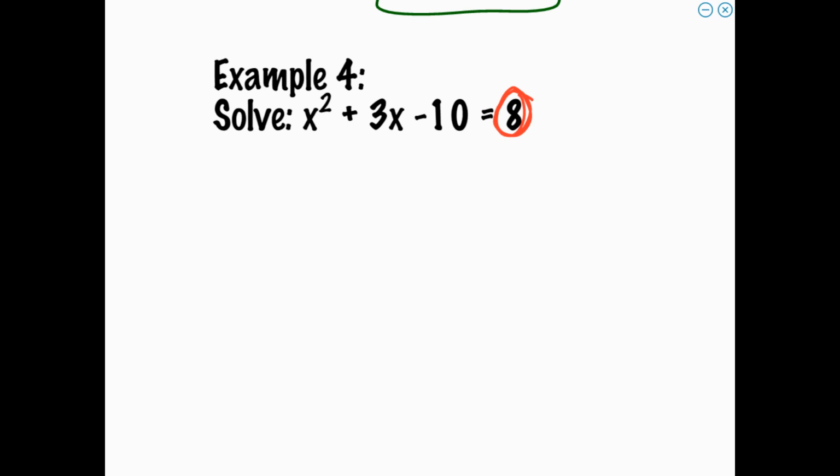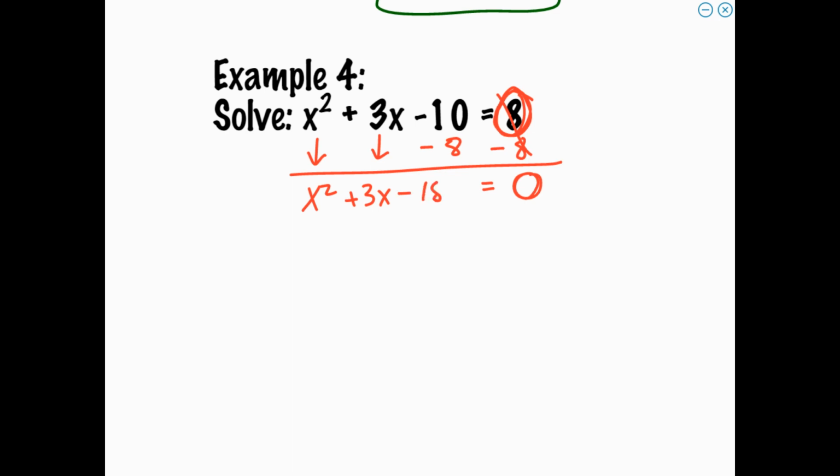Not divide by 8. Minus 8. Yes, subtract 8. Sorry, subtract 8. So that cancels out that side and equals 0. Does that change my x squared? No. Does it change my 3x? Does it affect my negative 10? Yes. So negative 10 minus 8 is what? Negative 18.